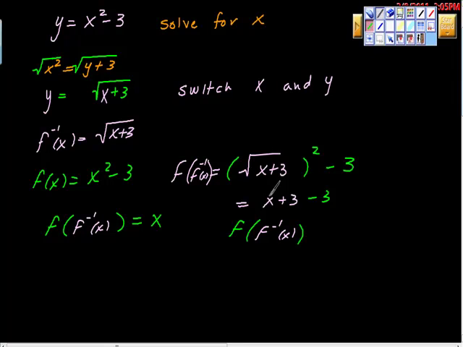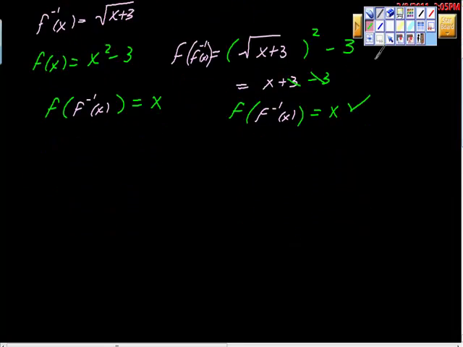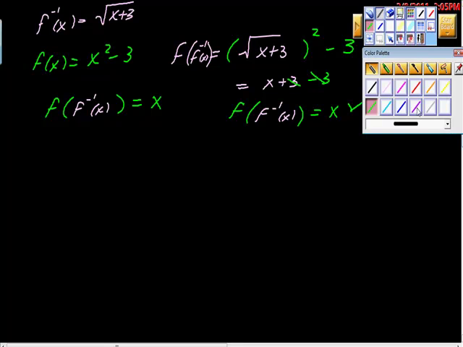Now we're just going to finish our math here. We have x plus 3 minus 3 equals x. So that works. The second way that we have to verify this is to do that same rule, but the other way around.